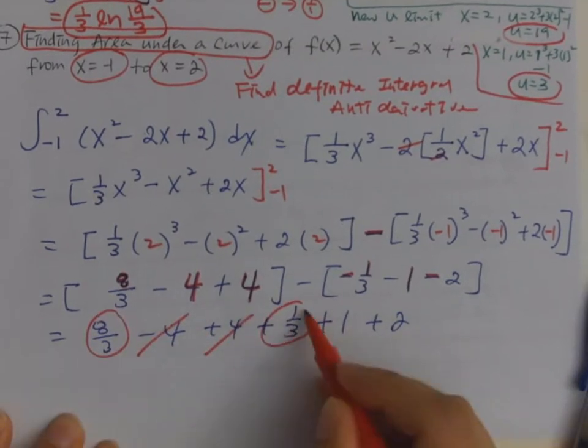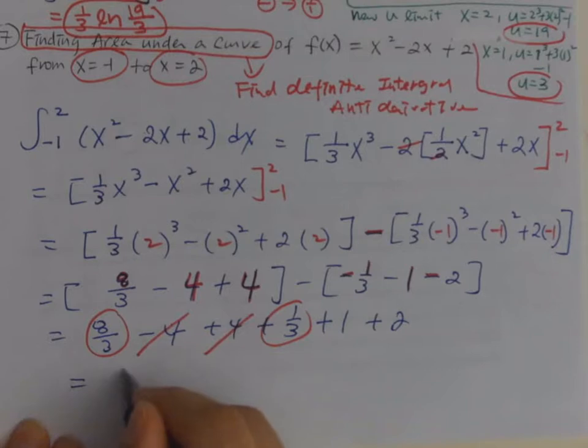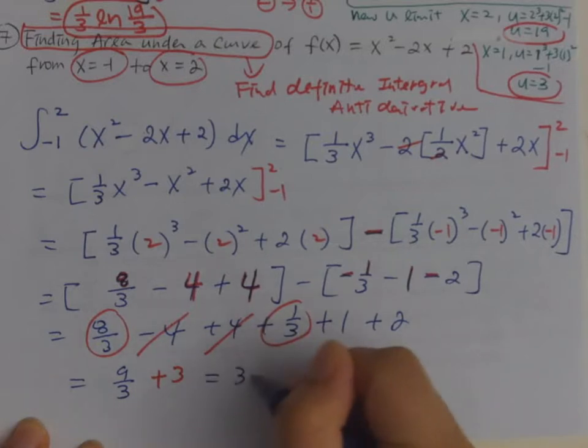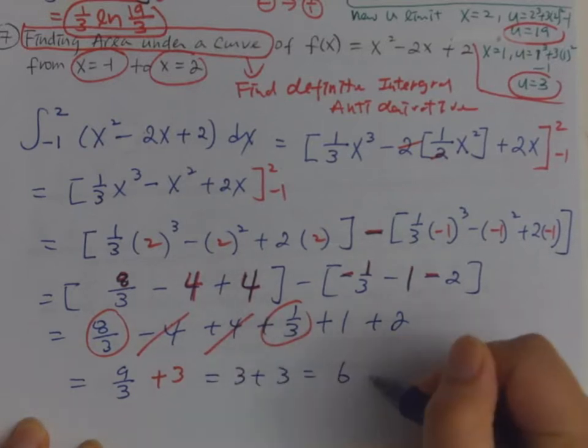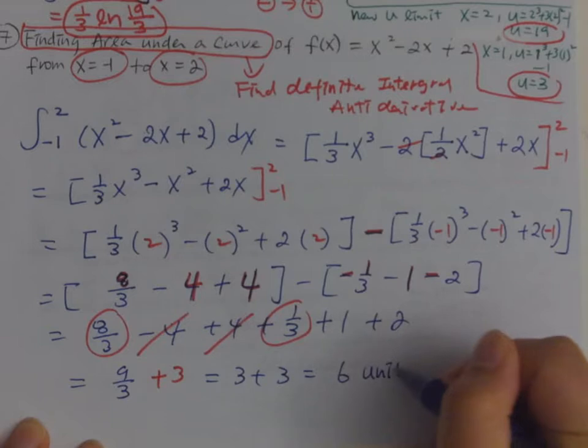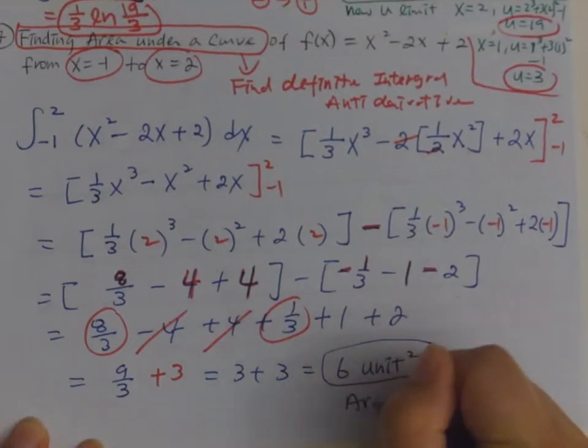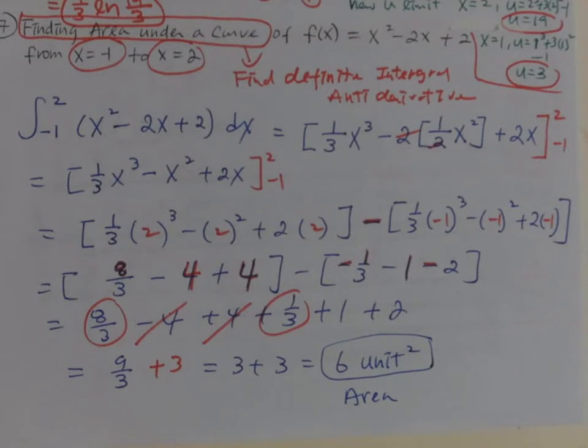This is going to be 9 over 3, and then plus these two together is adding 3. So basically 3 plus 3 equals 6 units squared. They didn't tell what units it is, but this is for the area, right? So if you need to find the area under the curve, you take the integral and they give you the limits. You apply it. That's it.